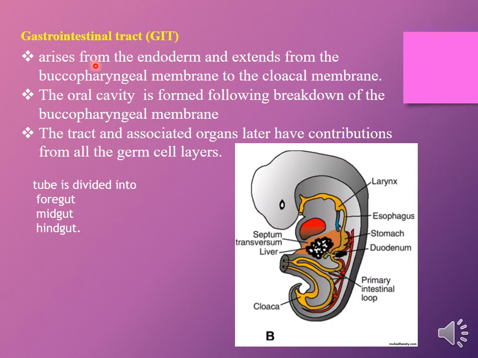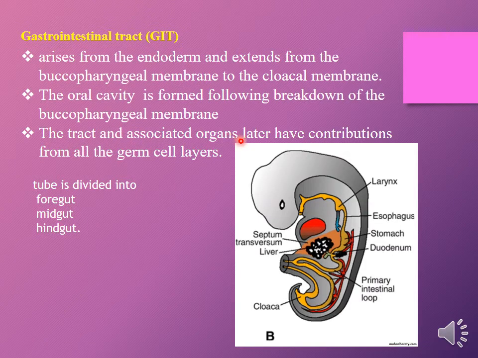In general, the gastrointestinal tract or the gut tube arises from endoderm, and extends from the buccopharyngeal membrane to the cloacal membrane. This is the beginning of the digestive tube, and this is the end. The oral cavity or the buccal cavity will start to develop after rupture of this membrane, or its breakdown, giving the oral cavity or the primitive mouth.